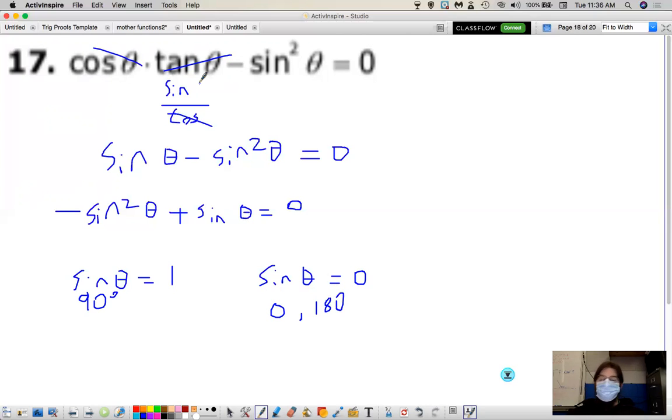Think about tangent. So we always check with the original. Tangent is sine divided by cosine. What's cosine at 90? 0. That means this is not going to work. That's extraneous because we're going to be dividing by 0. Right here, though, tangent of 0 and tangent 180, they're both 0. So we got 0 minus 0. We're good.